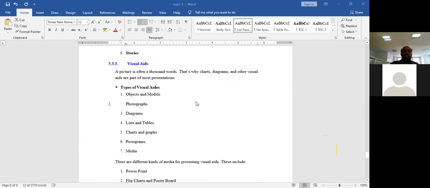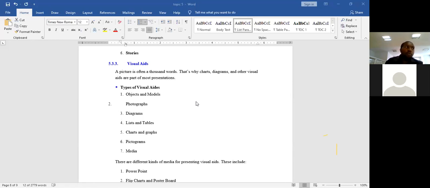Types of visual aids. These are objects and models. For example, maybe you are a journalist. You are giving a speech on the types of cameras that you have and the work that these cameras are involved in. Now, you can have that particular object, those particular cameras, the various types of cameras.